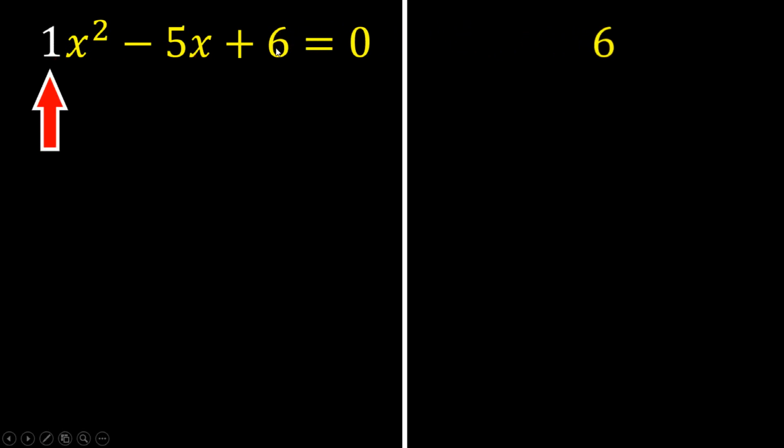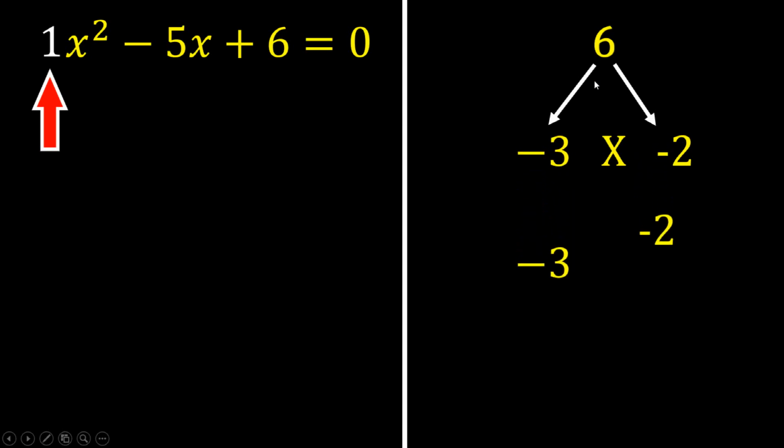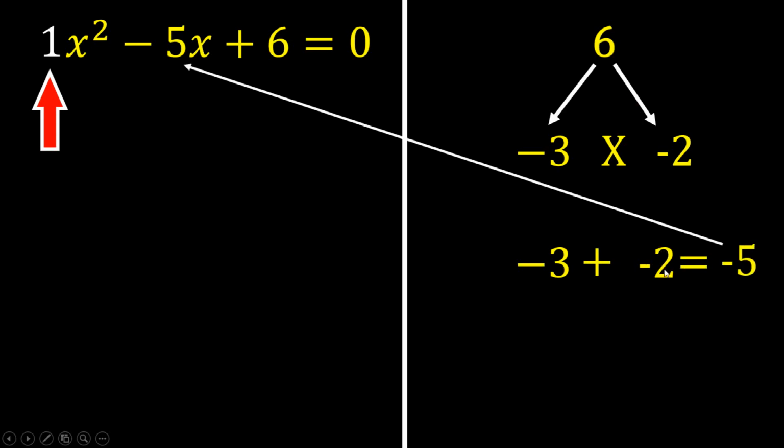Step 2. The number hunt, product and sum. Take the constant number at the end, which is 6. Now, we need to find two numbers that do two things perfectly. They must multiply to give us 6, and they must add up to give us the middle number, which is minus 5. Think about it. Yes. Minus 3 and minus 2. Because minus 3 times minus 2 is positive 6, and minus 3 plus minus 2 gives us minus 5.